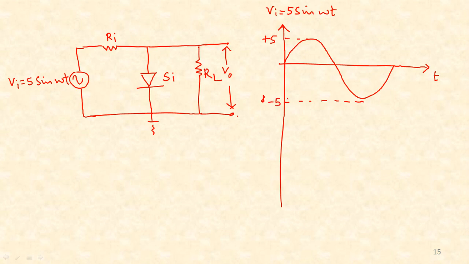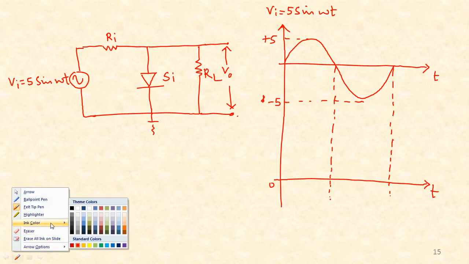Okay, so I have indicated the voltage levels. Now students, can you tell me what is the transition voltage? Minus 0.7 or 0.7? Let me ask you, is it minus 0.7 or plus 0.7, students?